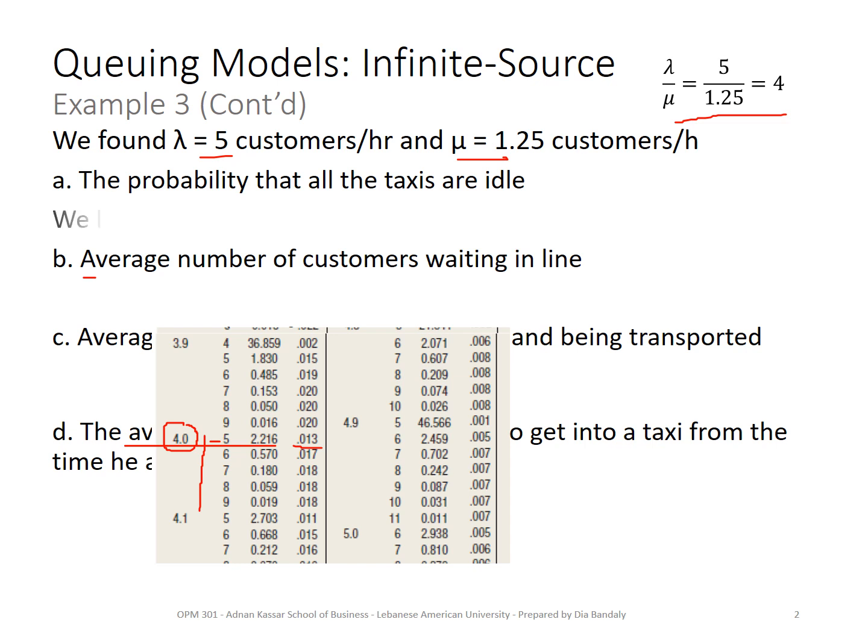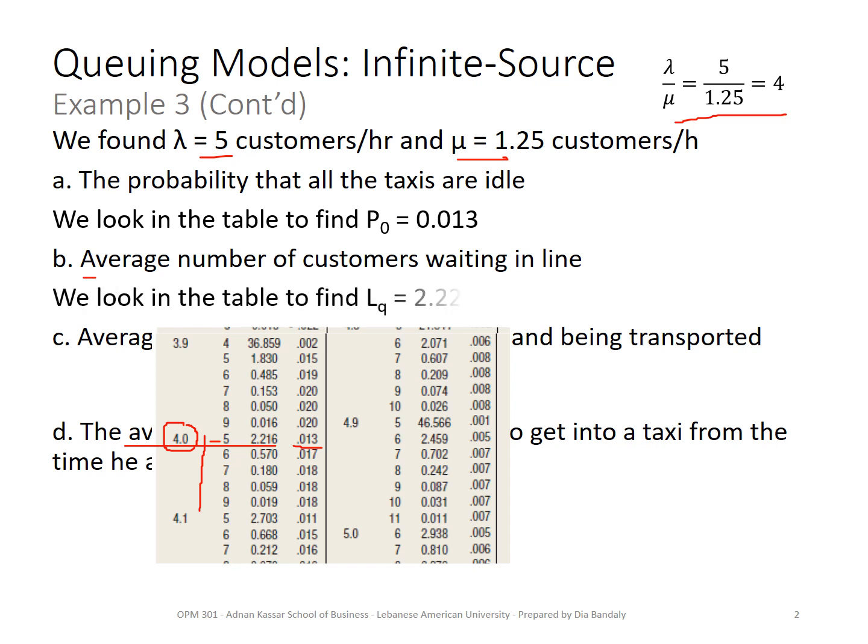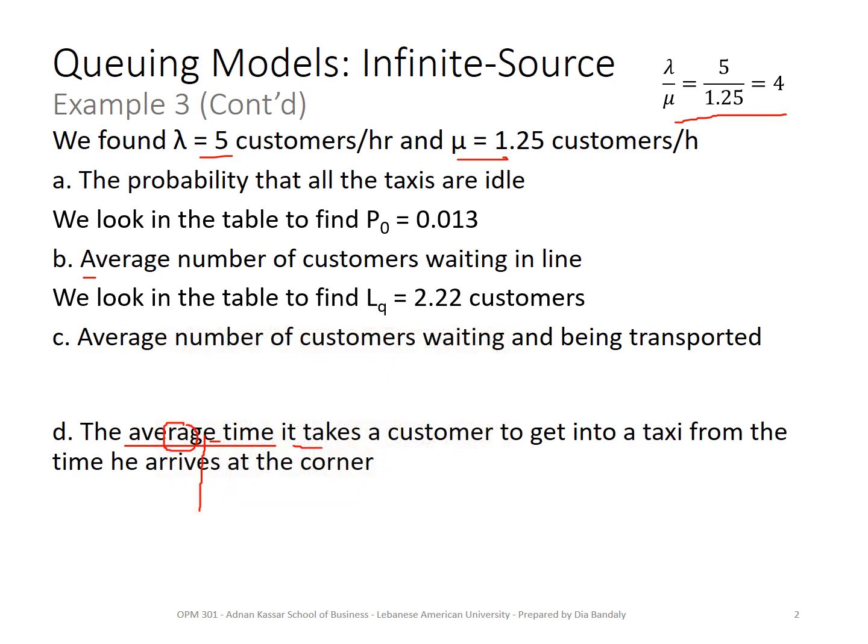All right. So here we go. We look in the table, we find P0, 0.013, and here we go. Okay. Now I can remove that table to answer the other questions. Let me just clean this up.